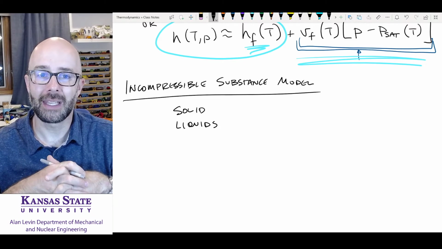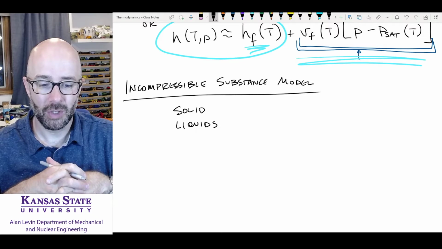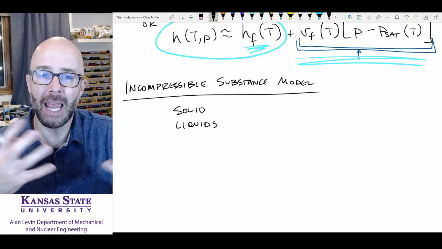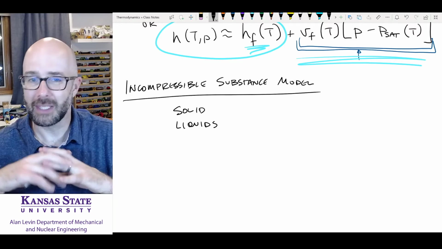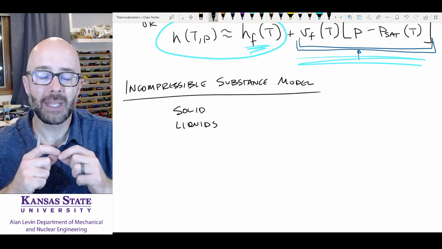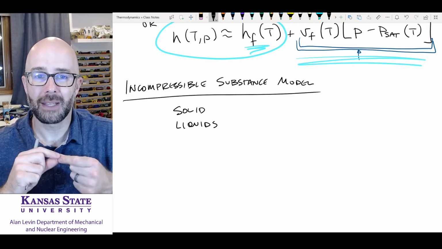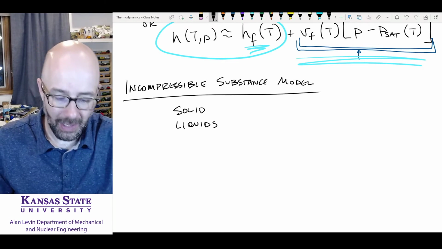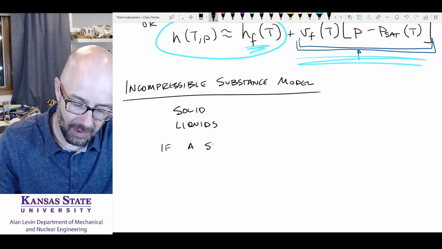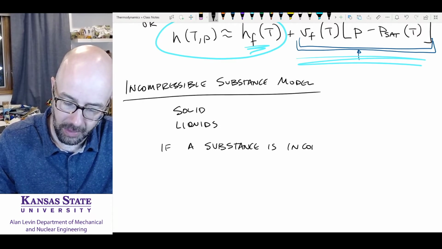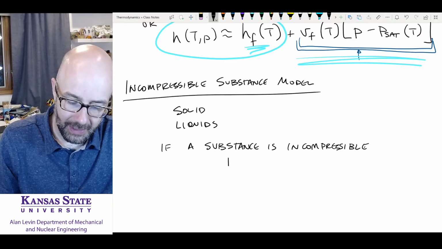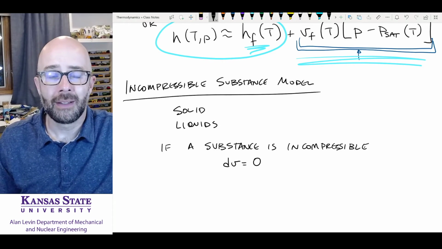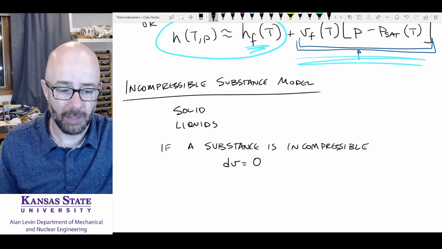Its bulk modulus is in the gigapascals, which is why we have the water hammer effect in your pipes. That's something you'll deal with in fluids. So if something in this class is a solid, or something in this class is a liquid, in all cases we can consider it to be incompressible. And so if a substance is incompressible, we can say that dV, the change in volume, is equal to 0.